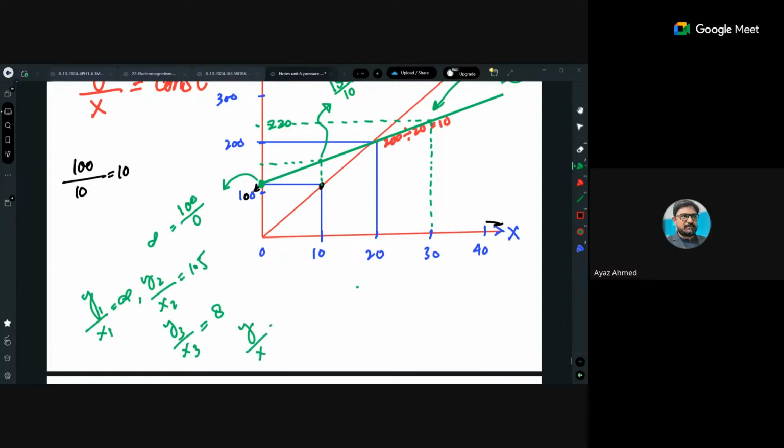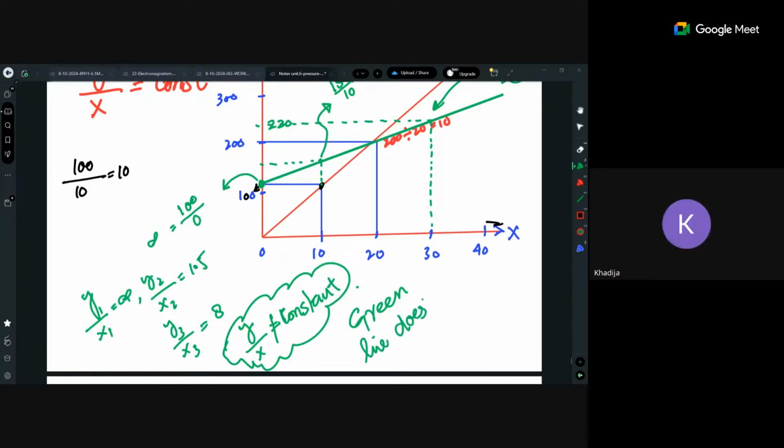So I can say y divided by x is not equal to a constant number. Is it clear to you? Yes, sir. So this means the green line is not a directly proportional line, right? Yes, sir. It does not show direct proportionality. But what about the red one?